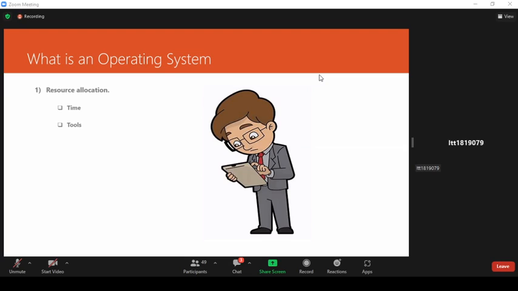Employee management. That's right. Employees we need to allocate. We need to have a manager, then sales executives, and we need to have a cashier. Likewise, we need to allocate resources in the toy shop. So if we think of a toy shop, resource allocation may be time and tools.